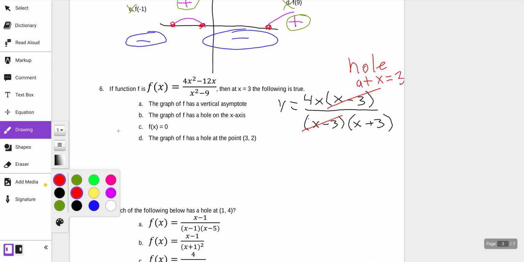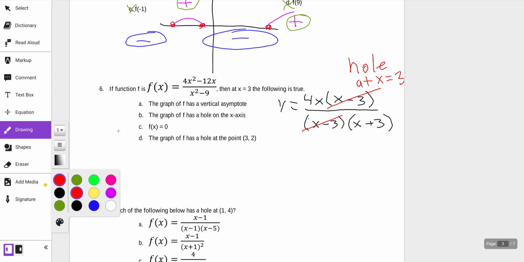Had those things not canceled out, I would have had an asymptote at x equals 3, because then I would have been dividing by 0. In this case, I'm dividing by 0 when x equals 3, but because it canceled out, it doesn't create an asymptote, it just creates a hole.